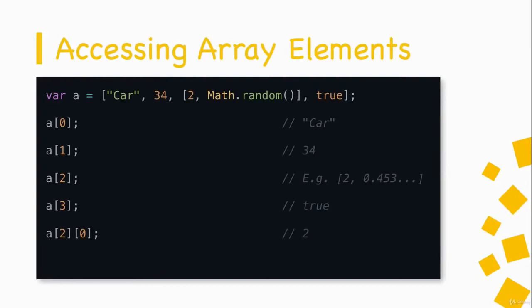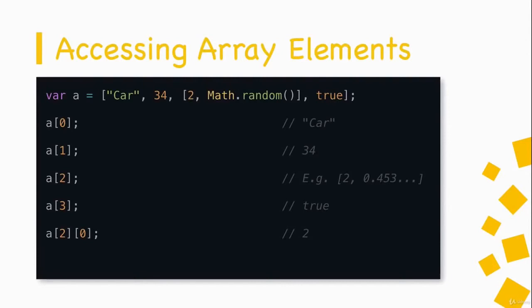Now remember, a[2], which means the third element, is actually an array itself, which means you can actually use the square bracket notation again, nesting it on top of each other to access the individual elements inside the nested array as well. So a[2][0] means we're first retrieving the array, the third element, and then we're accessing the first element, the 0 index of that array. So it retrieves 2. 2 is the first element of the nested array.